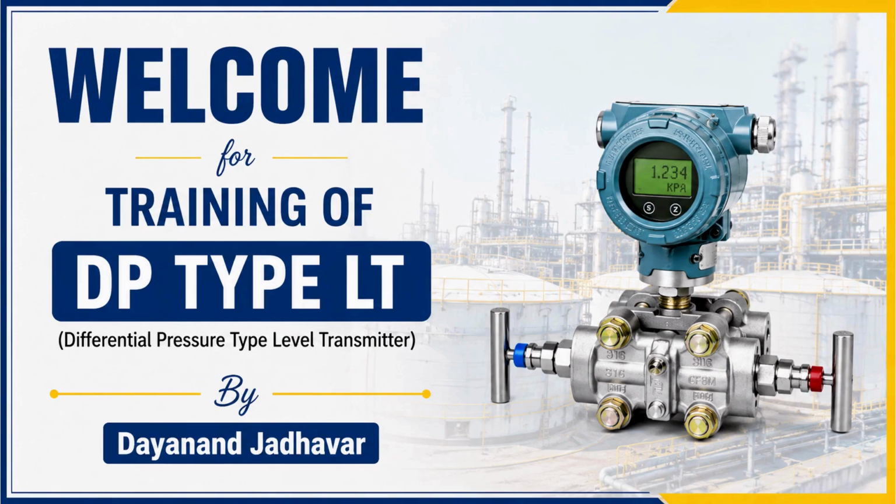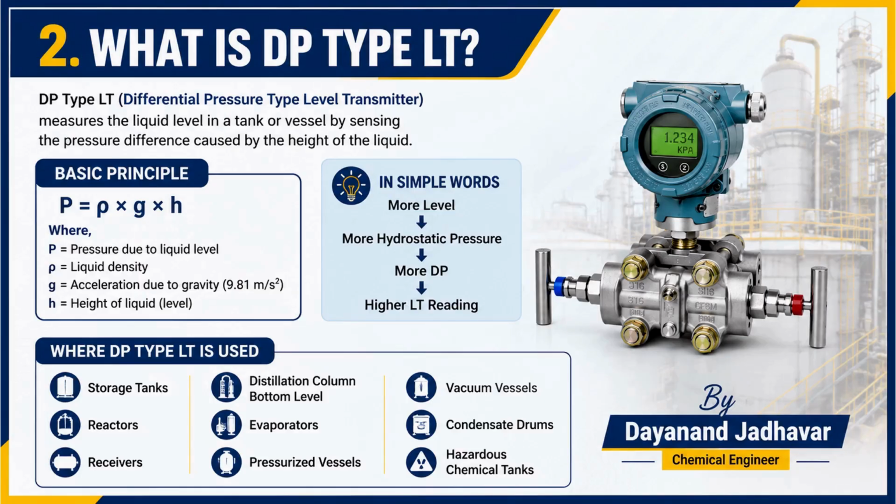Good morning everyone. Welcome to this training session on DP type LT, which means differential pressure type level transmitter. This training is prepared by Dayanand Jadhavar, chemical engineer. Today, we will learn the basic concept, working principle, types, installation, calibration, troubleshooting, and safety points of DP type LT.